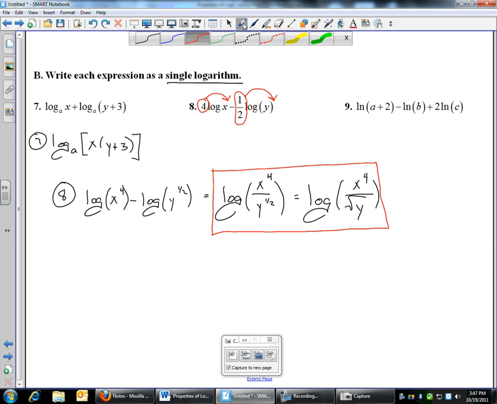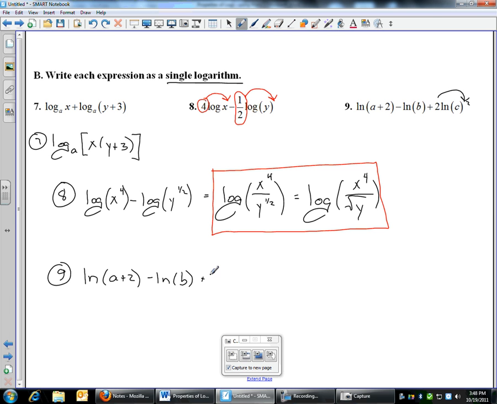Number 9, kind of the same thing. I do have a coefficient, so I want to bring that 2 up on my c to make it an exponent. So I'll have the ln of a plus 2 minus the ln of b plus, and I'm going to change that to the ln of c squared.